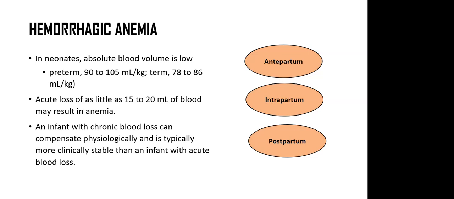In hemorrhagic anemia, in infants, the absolute blood volume is low, which in preterm is about 90 to 105 ml per kilogram, and in term is about 78 to 86 ml per kilogram. So in this case, any blood loss as little as 15 to 20 mls of blood may result in anemia. To be noted, an infant with chronic blood loss can compensate physiologically and is typically more clinically stable than an infant with acute blood loss.